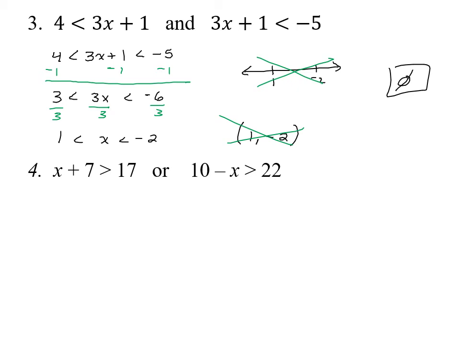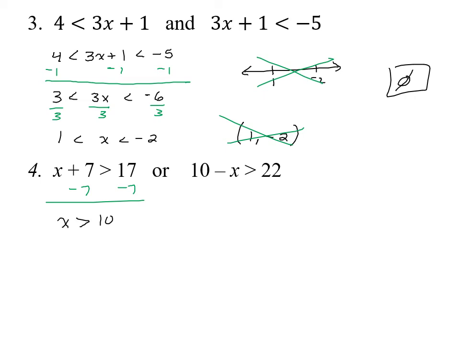That does happen on some "and" ones. Some "or" ones actually end up being everything. So you get it kind of the other way around. So on number 4, if I was to subtract the 7 from both sides, I would get that x is greater than 10.